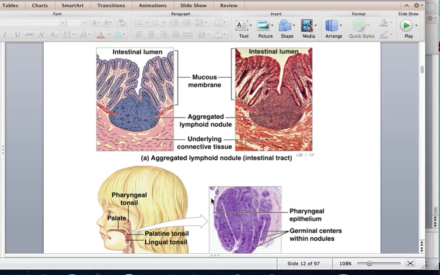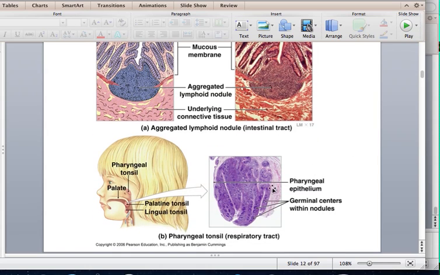There we go. There's some little diagrams showing you in the intestine, there's a little cluster of lymphoid tissue. This would be a lymphoid nodule underneath, and there's the lumen of the intestine, the actual place where the food would be. And then this little picture is just showing you the palatine tonsil. This entire thing would really be the whole tonsil. They've kind of blown it up, and within it would be little nodules of lymphoid tissue.